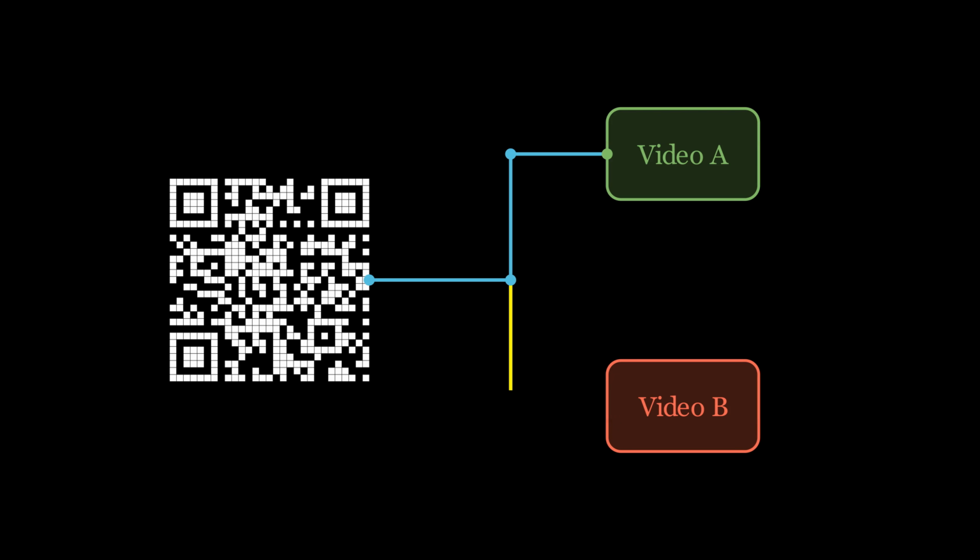The problem with normal QR codes is that they are static. Once you print it on a sticker or a t-shirt, it's set in stone. If you burn a link to a YouTube video into a QR code, that code will always point to that video. You can't change it later. So I wanted something dynamic. That's when I came across the concept of conditional QR codes. The idea is very simple.